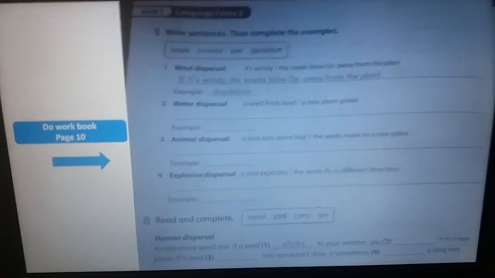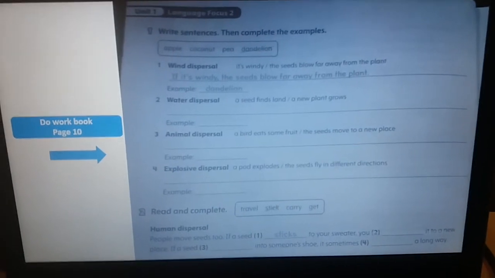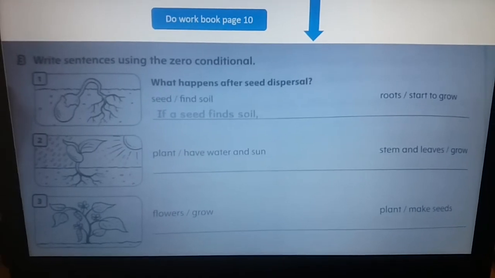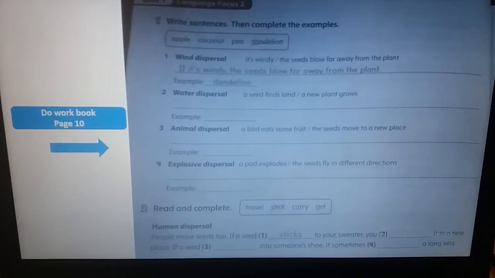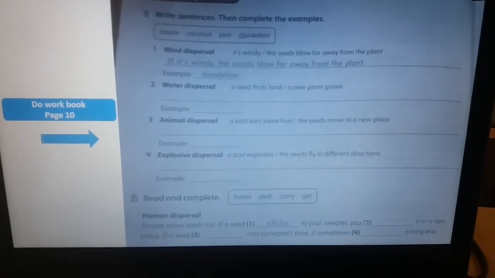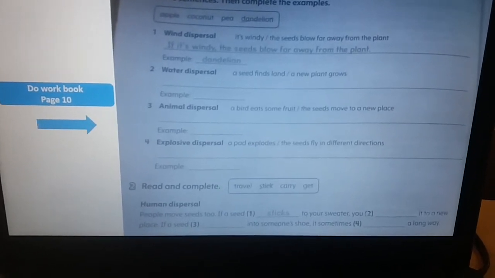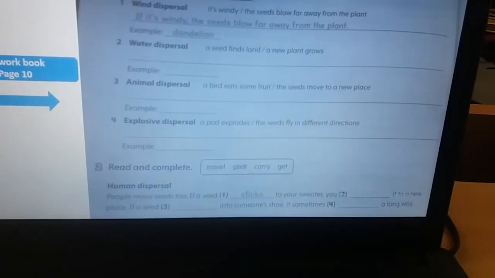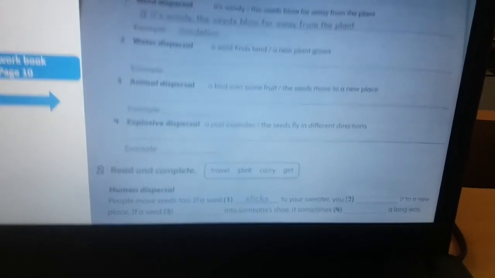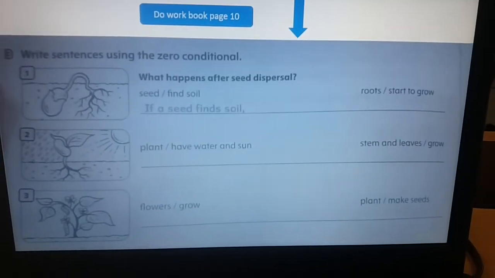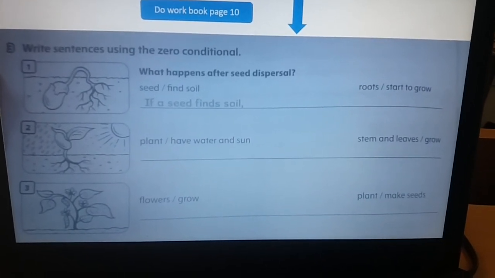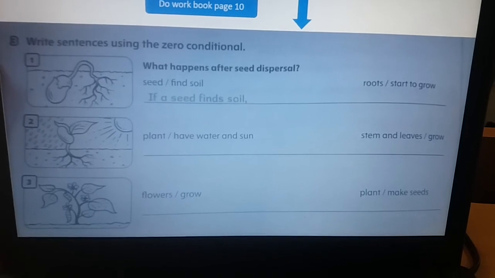And then next, this is your workbook. Do your workbook, page 10. Only page 10. Part 1, write sentences, then complete the example. And then part 2, read and complete the text, and part 3 too. So do your workbook page 10 from part 1 until part 3.